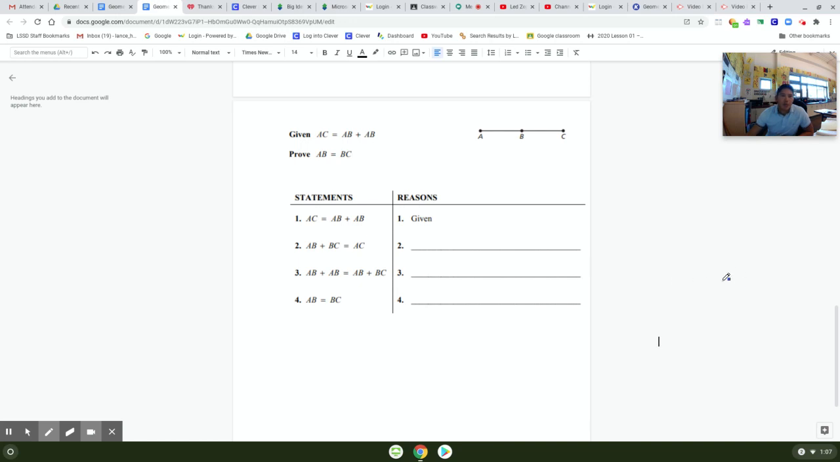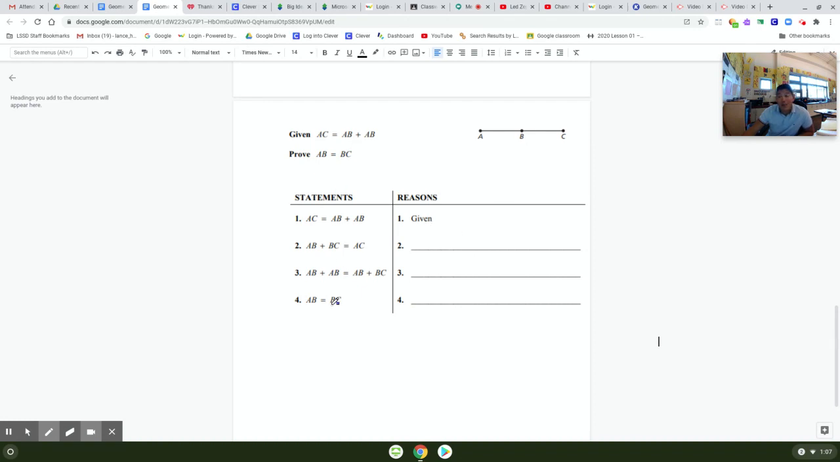Okay, this is still 2.5, part 3. Here's what I was talking about as far as building up to be able to write your own two-column proof. So in this example, I have a given. Here's what we're trying to prove. There's a diagram.